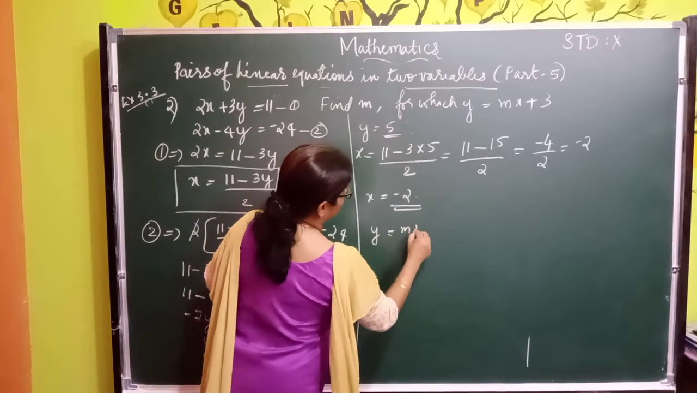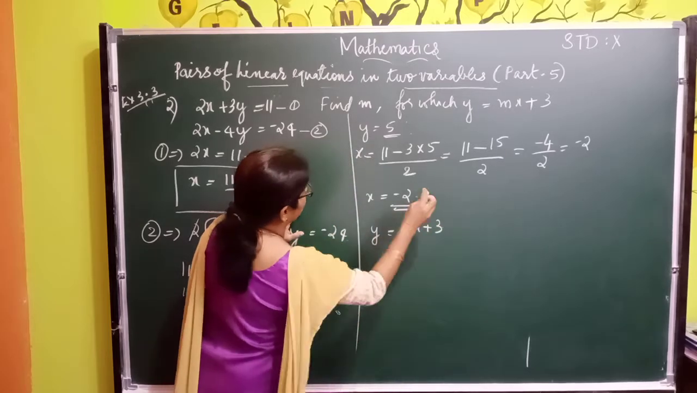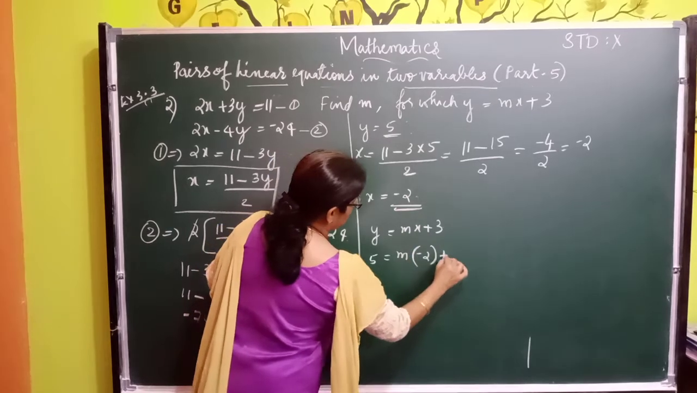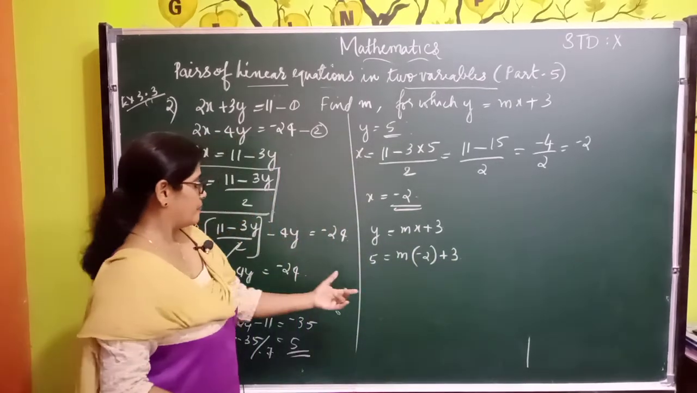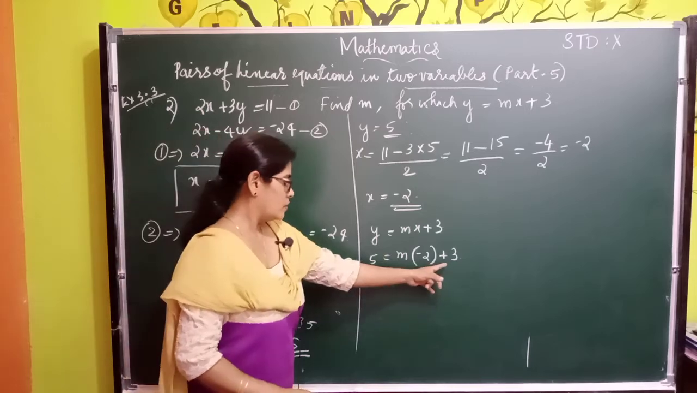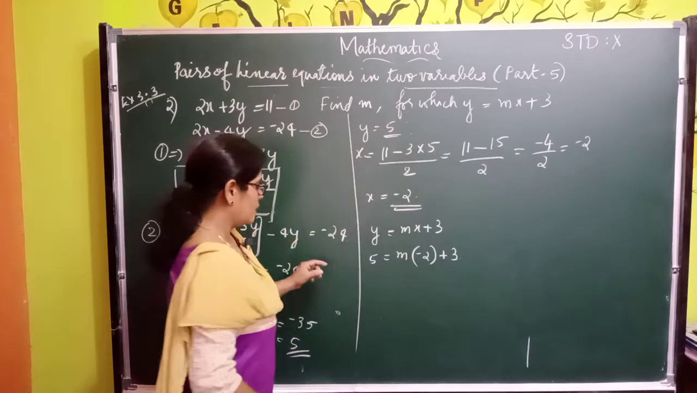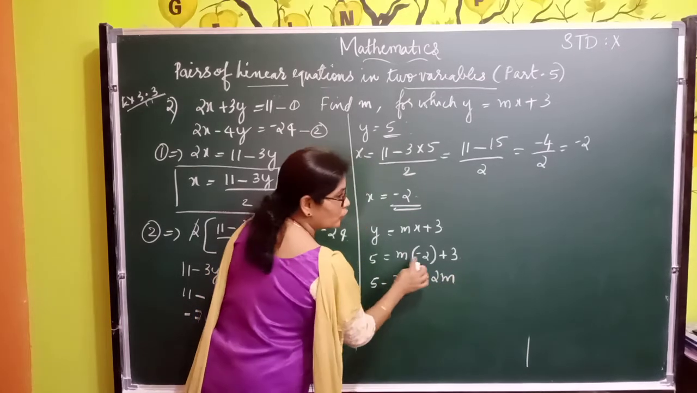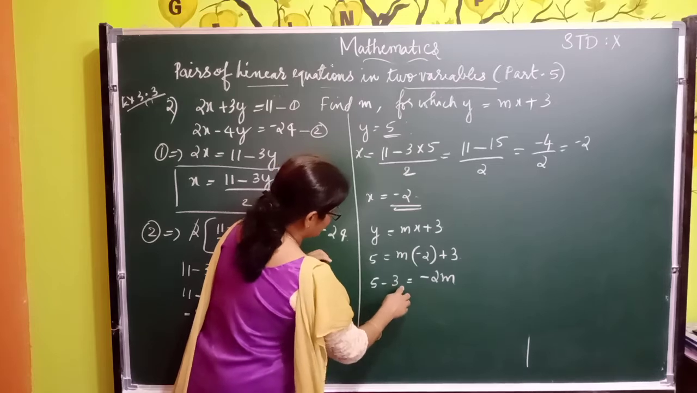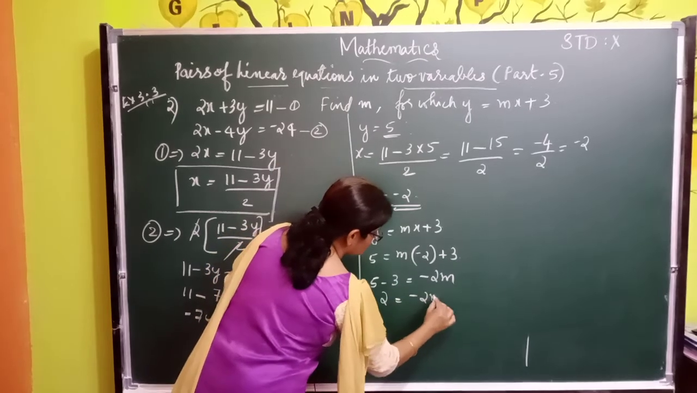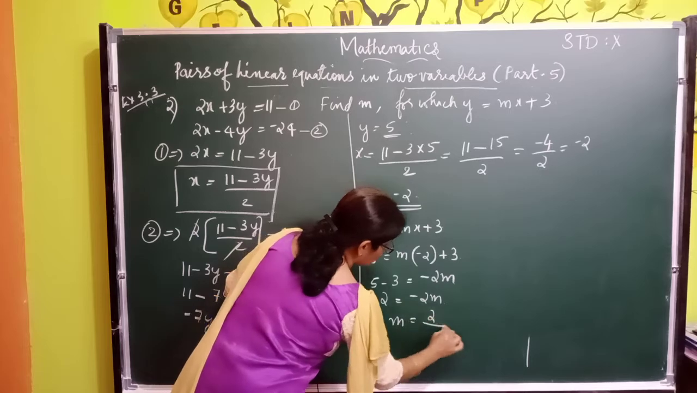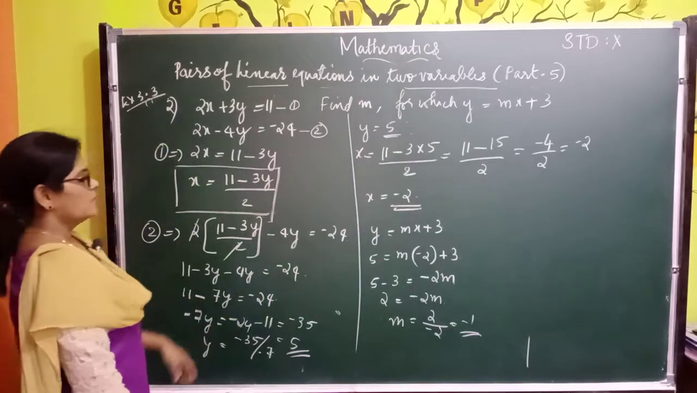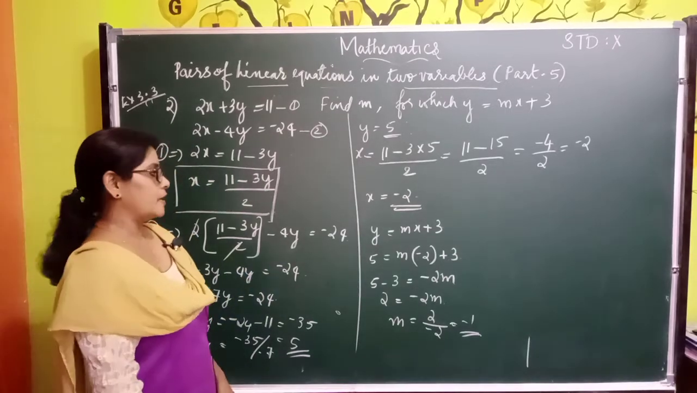Now, let us find the value of m. y is equal to mx plus 3. Now, 5 equals m into, what is x? Minus 2, plus 3. Okay. Now, transposing 3 to the left side. 5 minus 3 is equal to minus 2m. 2 is equal to minus 2m and m is equal to 2 by minus 2. That is minus 1. So, the value of m is minus 1.